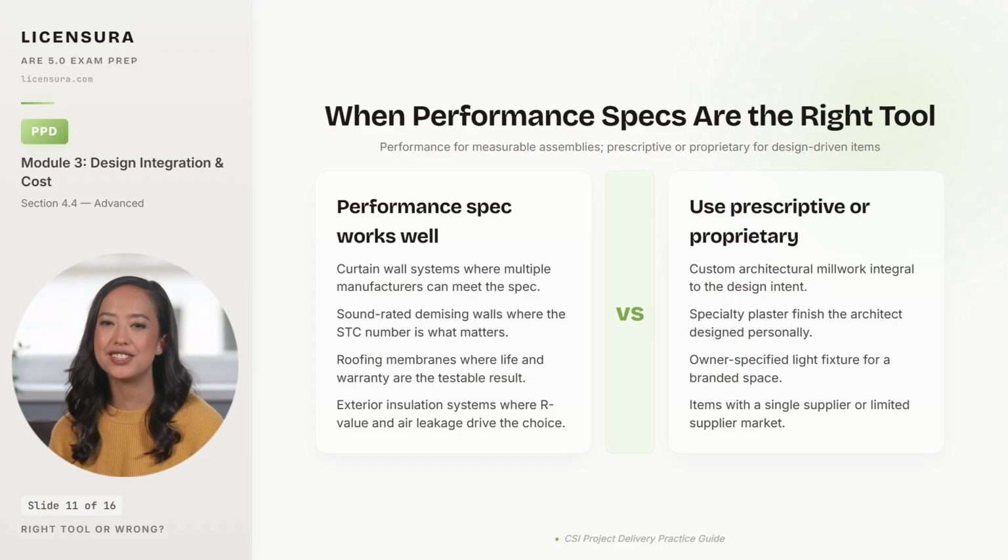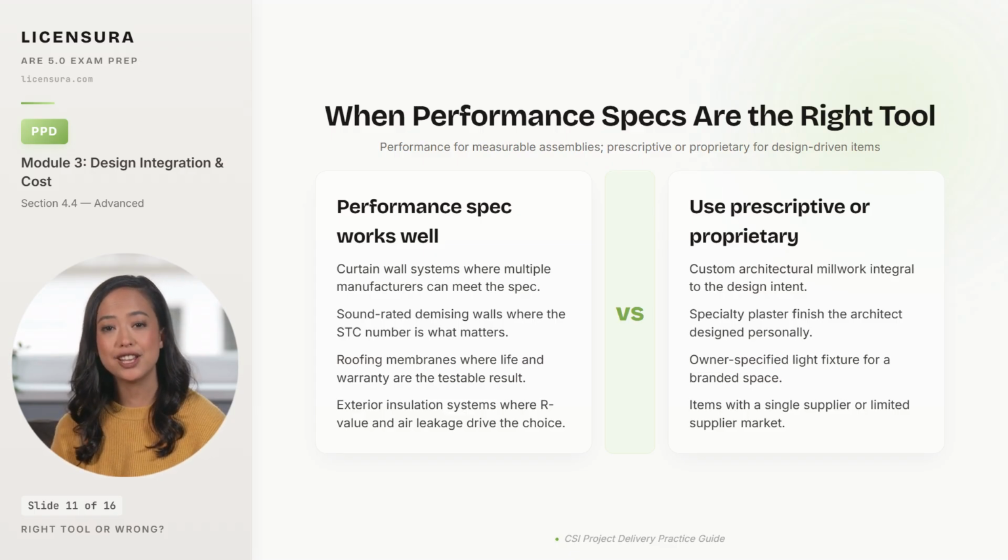In those cases, the contractor gets to optimize, and the architect gets the result. Performance specs work poorly on items integral to the architect's design intent. Custom architectural millwork is not interchangeable. A specialty plaster finish the architect designed personally is not interchangeable.